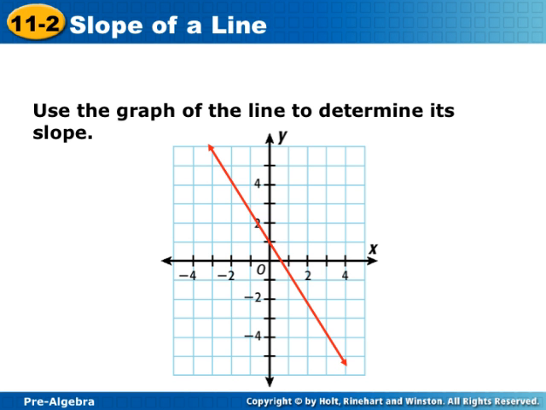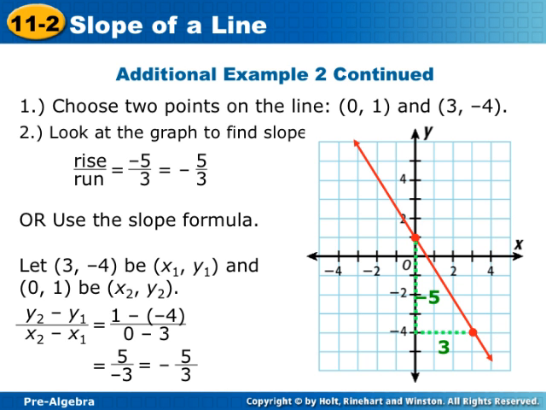We can also find the slope of a line by looking at the graph. There are 2 ways to do this. The first step would be to choose 2 points on the line that has a clear intersection. For example, I see that at (0, 1), it clearly crosses right through that intersection. And then at (3, -4), this graph is a little bit off, but we're going to say that it crosses exactly through (3, -4).